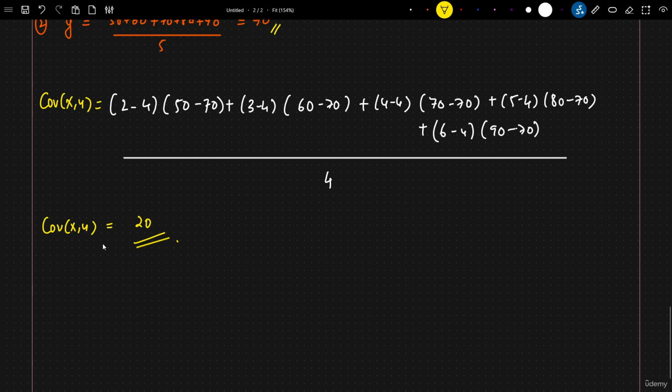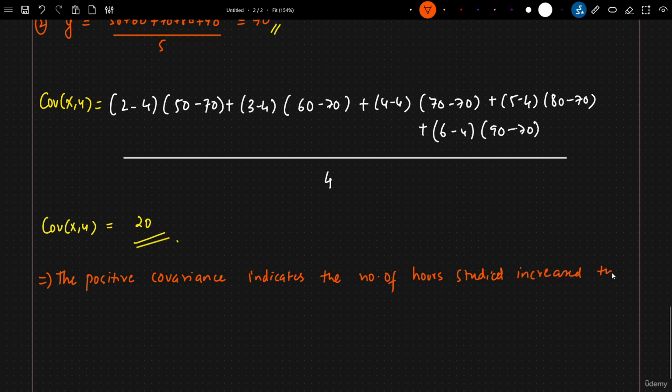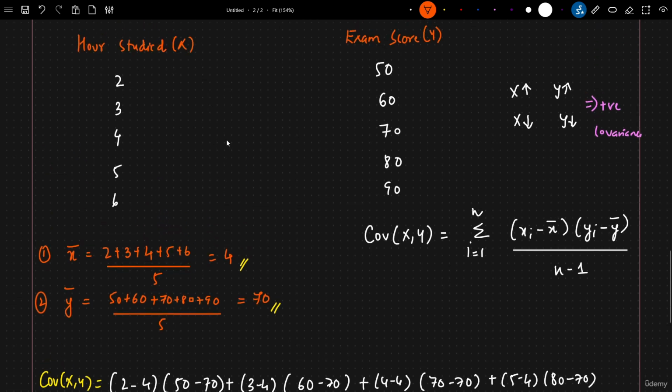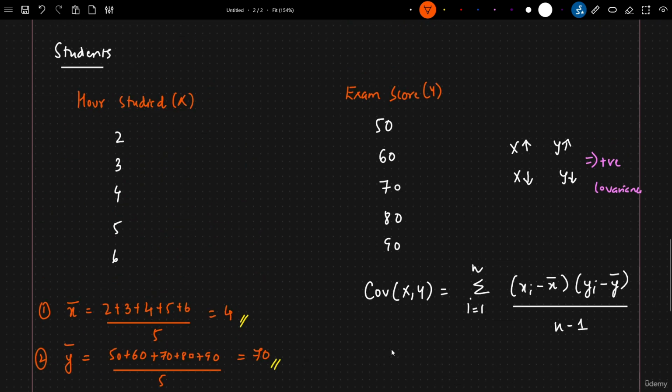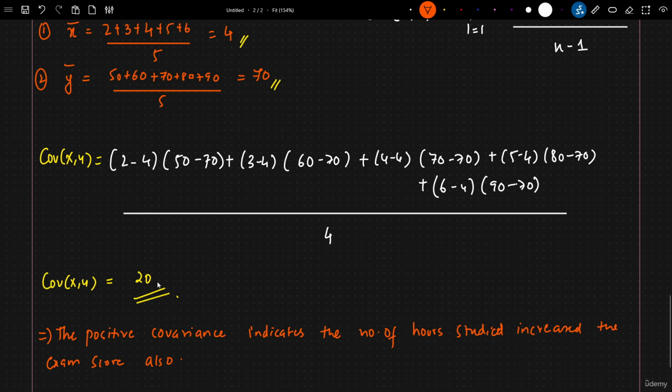Now see, I'm getting a positive value. This positive value indicates positive covariance. It indicates that as the number of hours studied increases, the exam score also increases. So this is true here. If I have some other kind of data, you may get a negative covariance. That means if x is increasing, y is decreasing. If that kind of relationship is there, you'll get a negative value. But here we got a positive value.